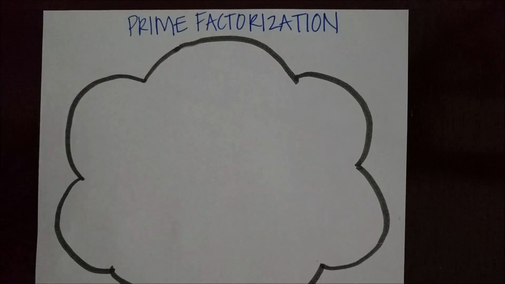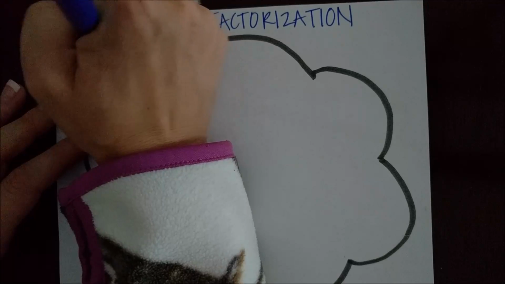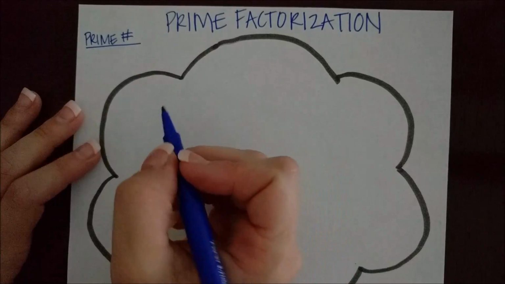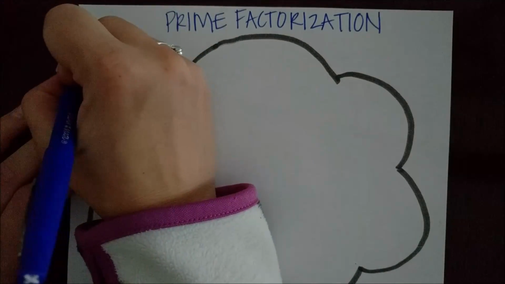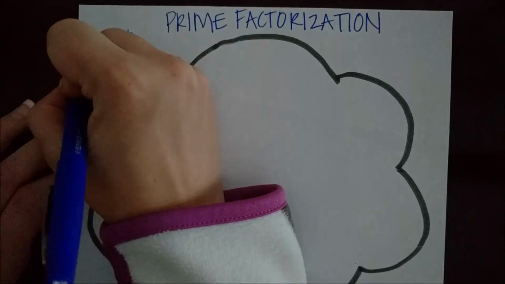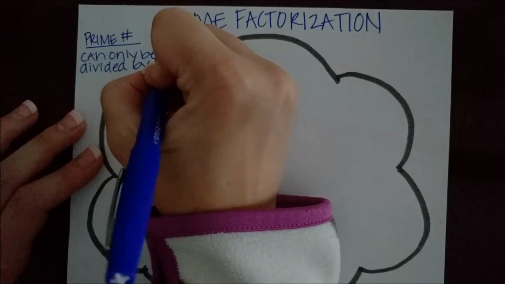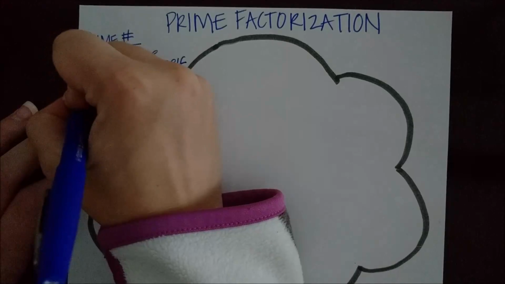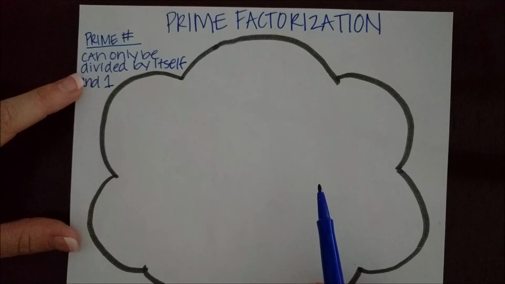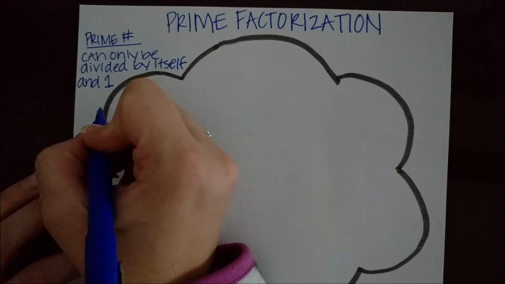So let's define prime. What is a prime number? Well, a prime number can only be divided by itself and 1. A prime number can only be divided by itself and 1. So let's write some examples down of prime numbers.